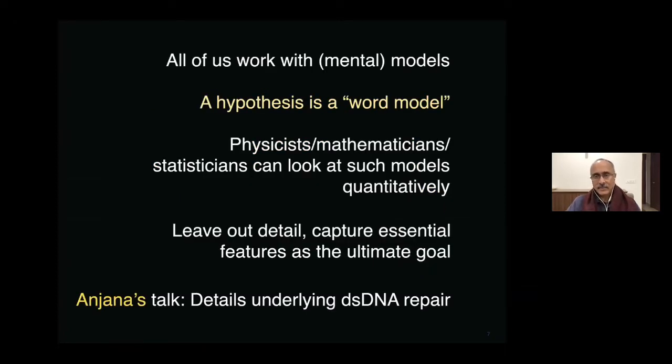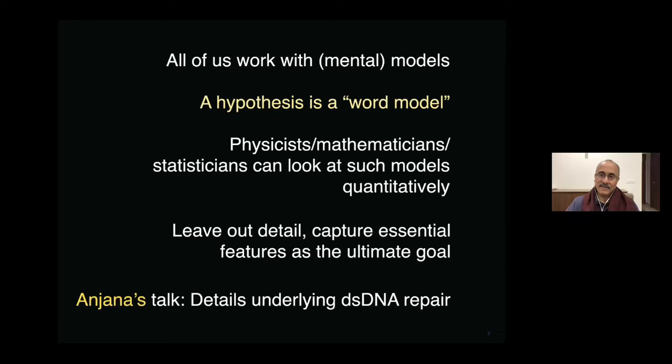Again, the word model often confuses people who are not used to dealing with this. It happens with climate models, any other type of model, or is evolution just a model, or is it reality? All of these confusions exist. Remember that whenever we talk about a hypothesis, what we're doing is really constructing a model out of words. And what a physicist or a mathematician or a statistician does is to be able to look at these word models in a quantitative manner.